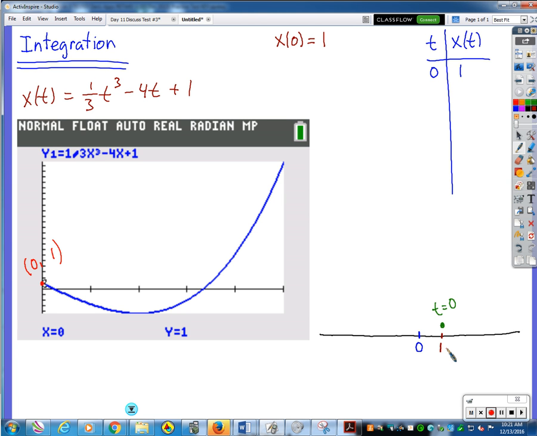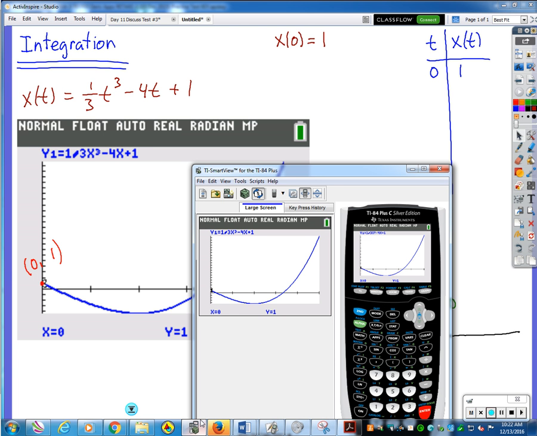Okay, any questions about the difference? This is a dot on a graph. Every dot on a graph has two numbers associated with it, 0 and 1. This is the actual particle. So let's go back to the calculator and learn how to do one other thing here.